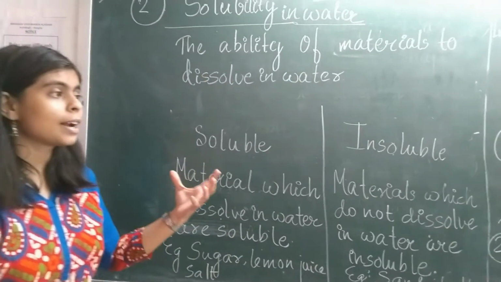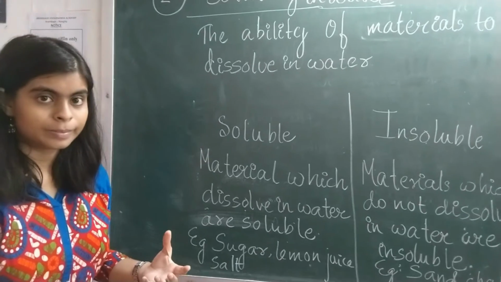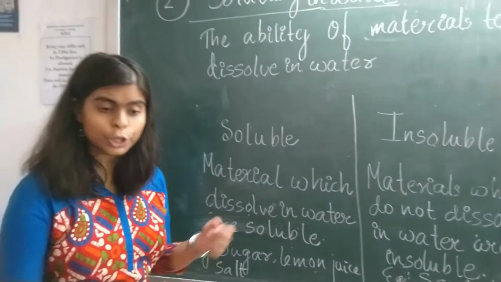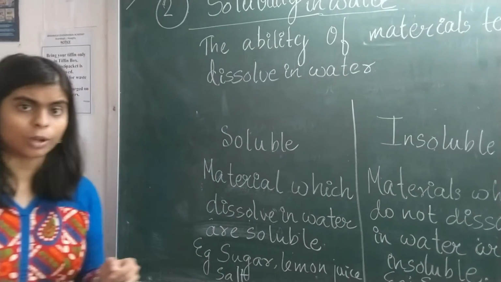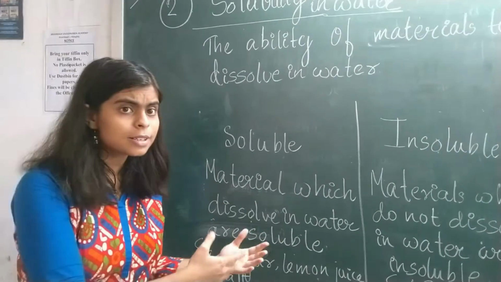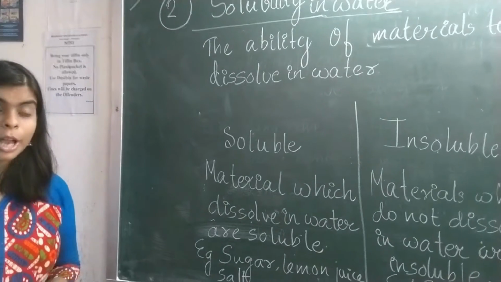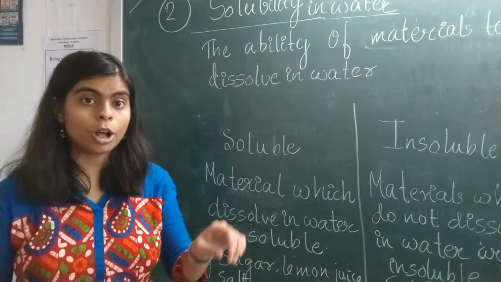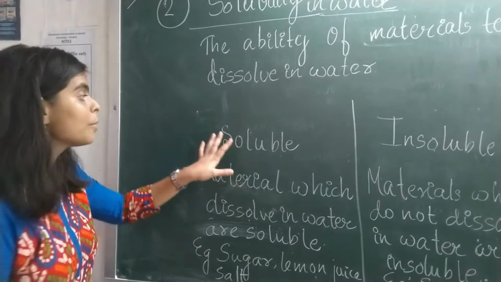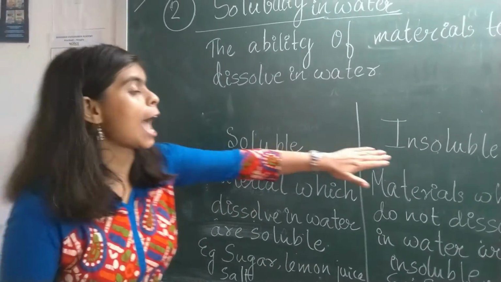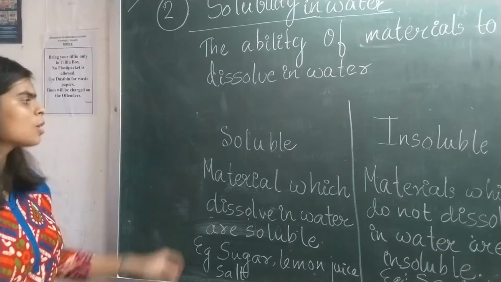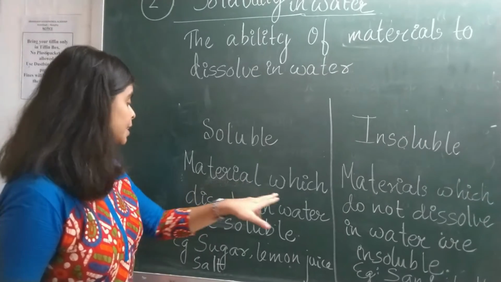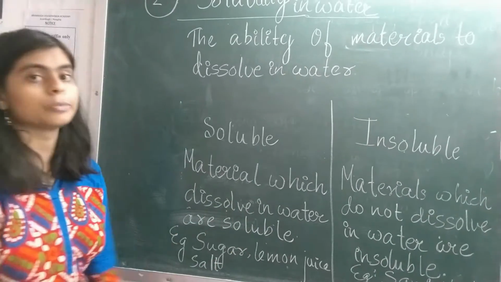মানে যেটা আমরা বাংলাতে বলি গুলে যাওয়া. Now we know that not all the materials dissolve. Some dissolve, some don't dissolve. On the basis of that, we group them by what? Soluble and insoluble. What is soluble and what is insoluble? The materials which dissolve in water are soluble.